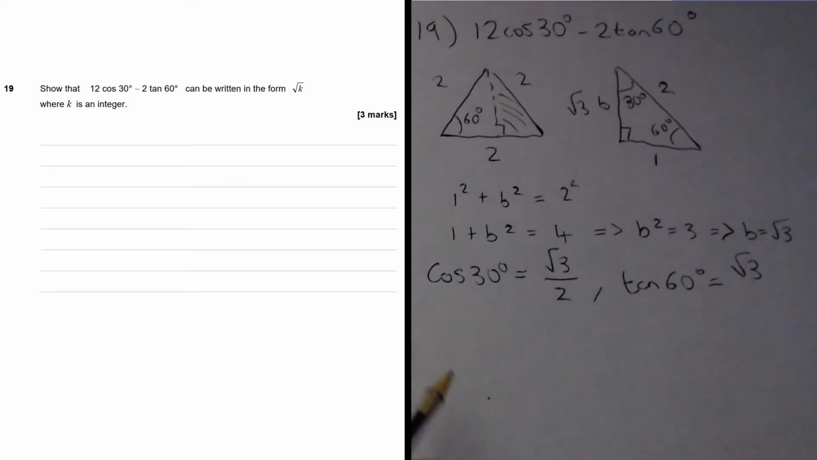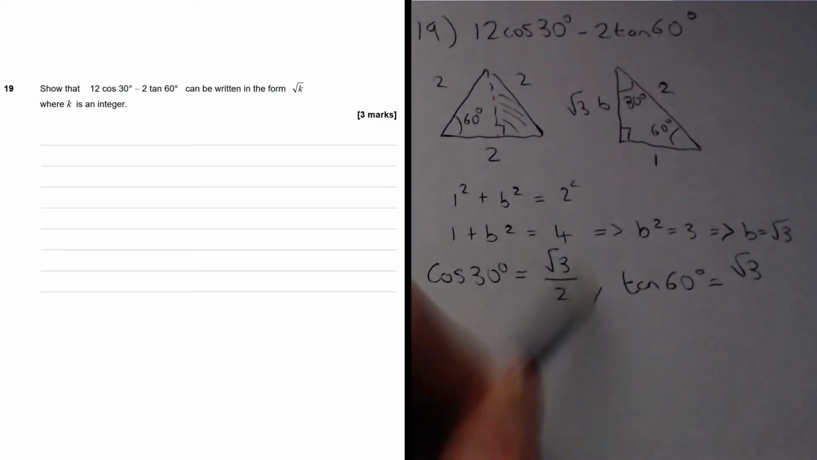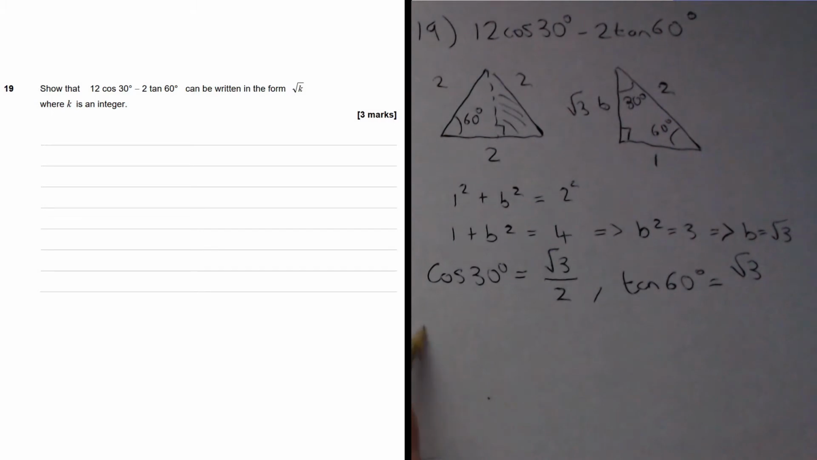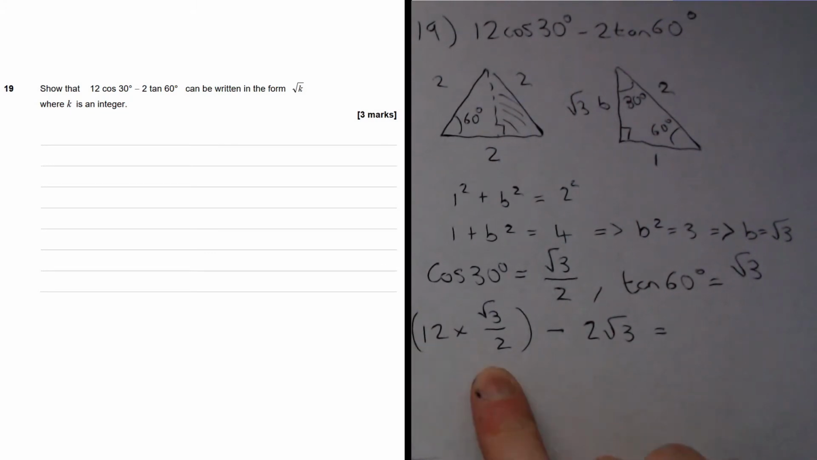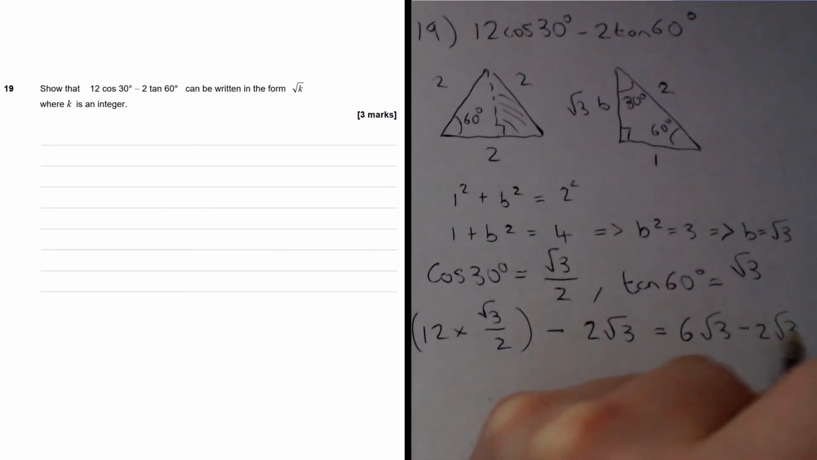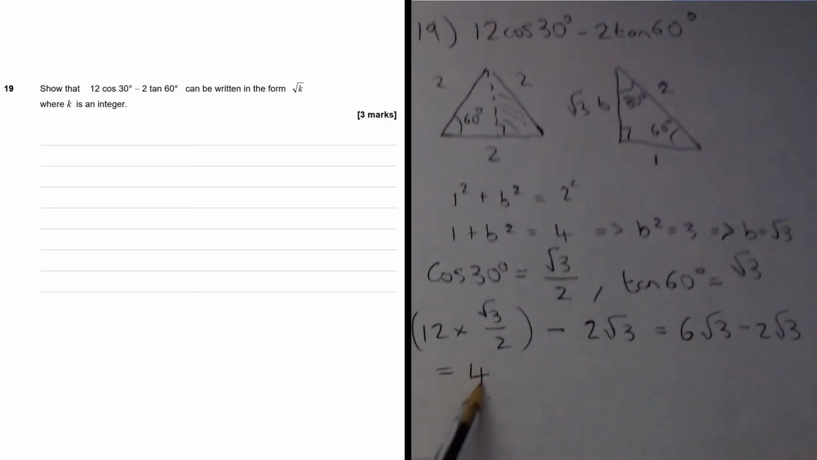So that tells us that 12 cos 30 is 12 times that. Well, that's going to be 12 times root 3 over 2. And we need to take away from that 2 tan 60, which is 2 root 3. Well, let's just clean this up a little bit. That's going to be 12 and the 2 cancel, so we're going to get a 6 root 3. So we get 6 root 3 minus 2 root 3. Well, that's going to give us 4 root 3.